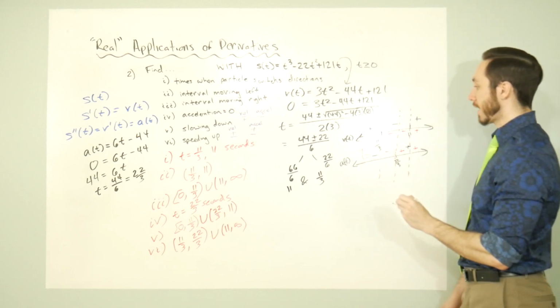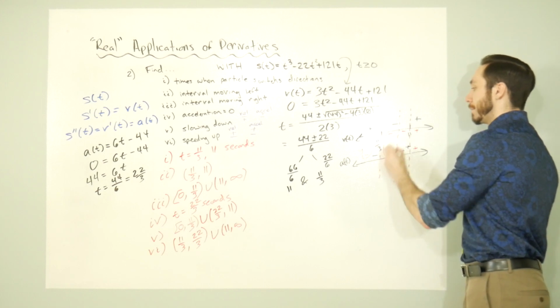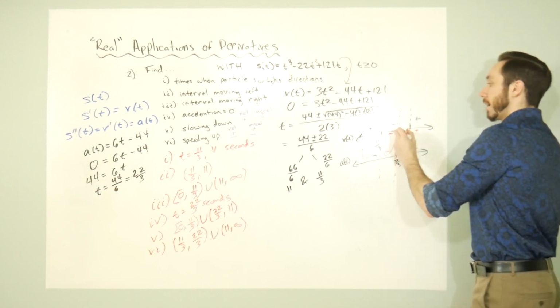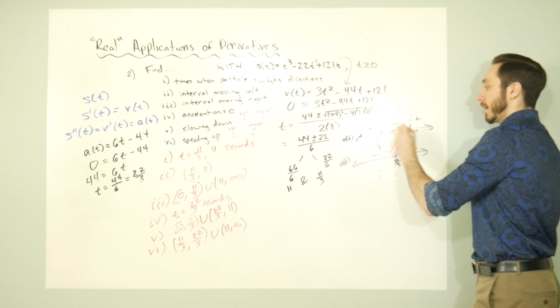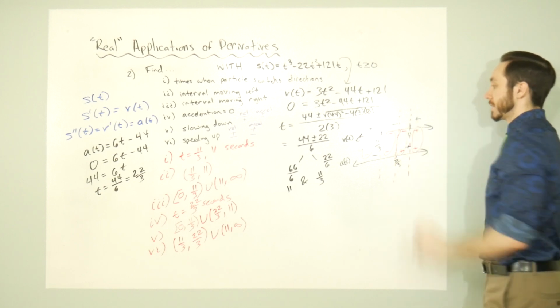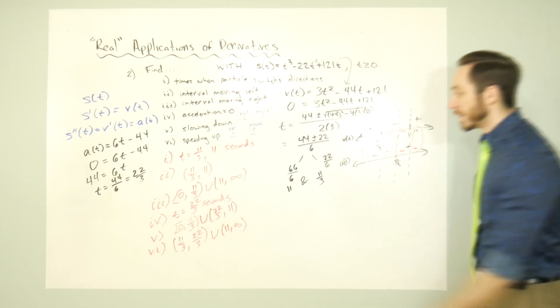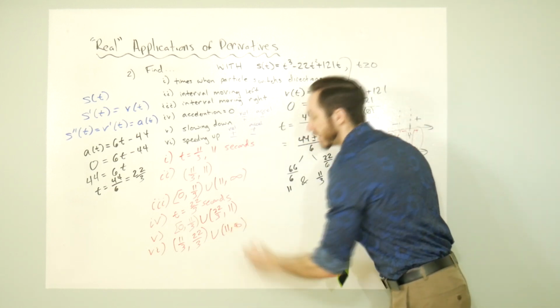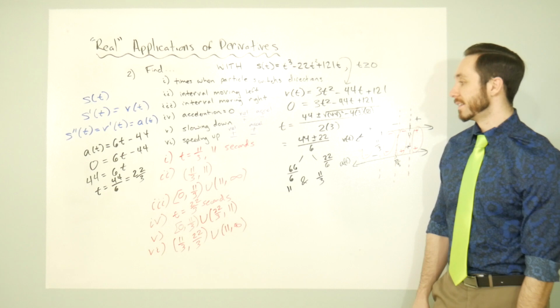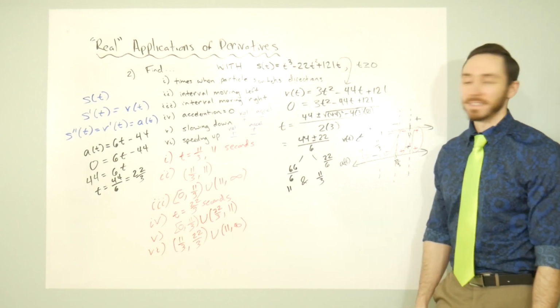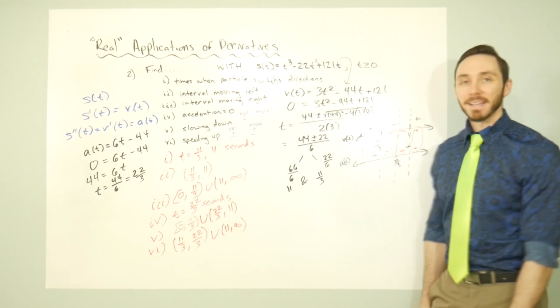So here I'm slowing down. Here I'm speeding up in the negative direction. Here I'm slowing down again. And here I'm speeding up in the positive direction. So all 4 intervals are accounted for. And this is an infinity in our slowing down intervals and speeding up intervals. Okay, that one was a little involved.